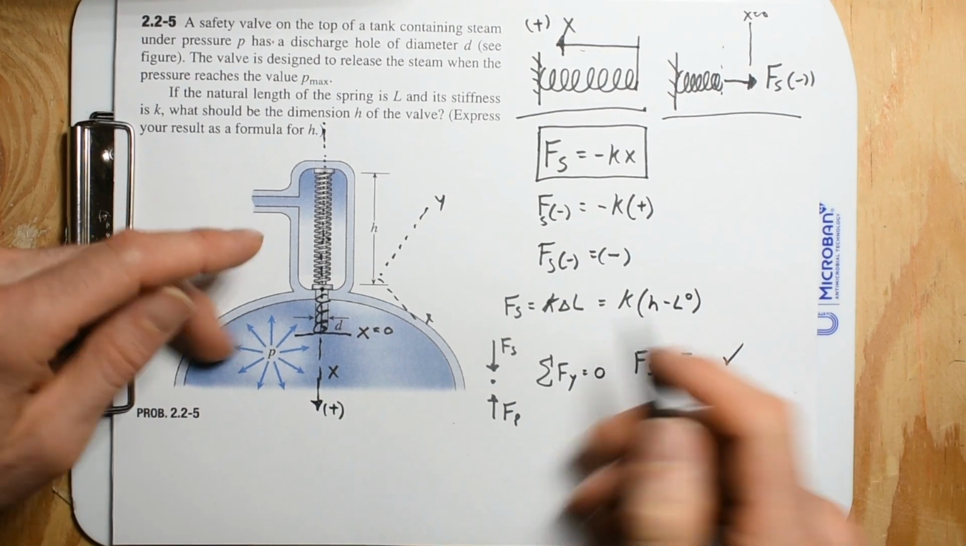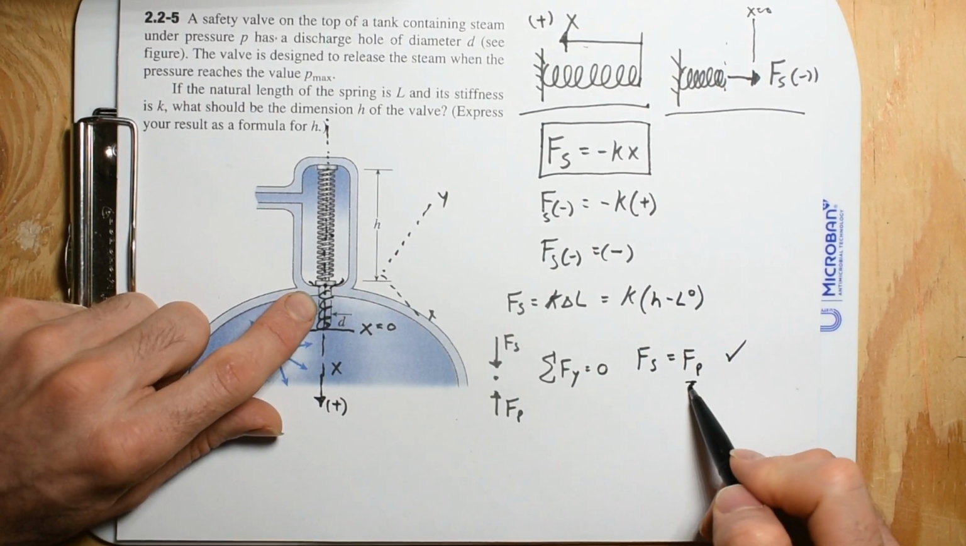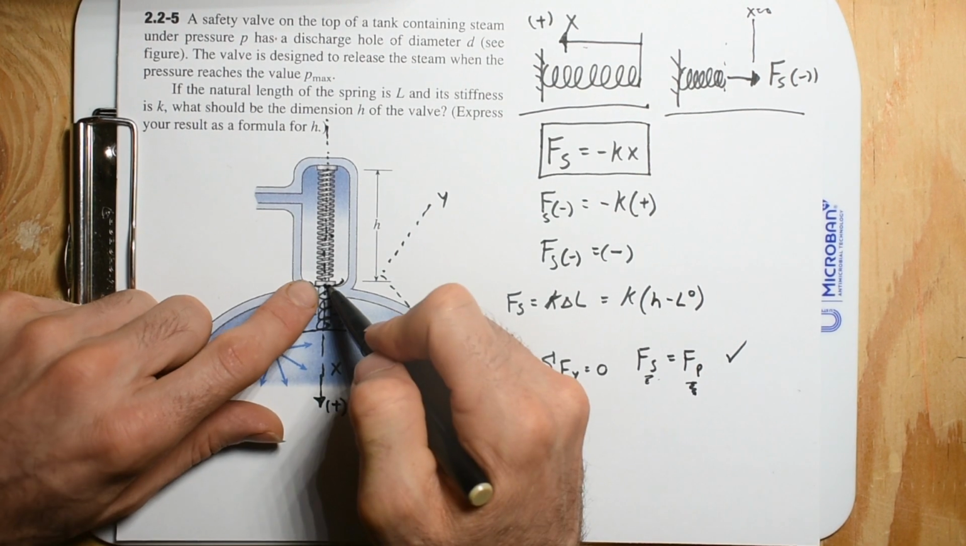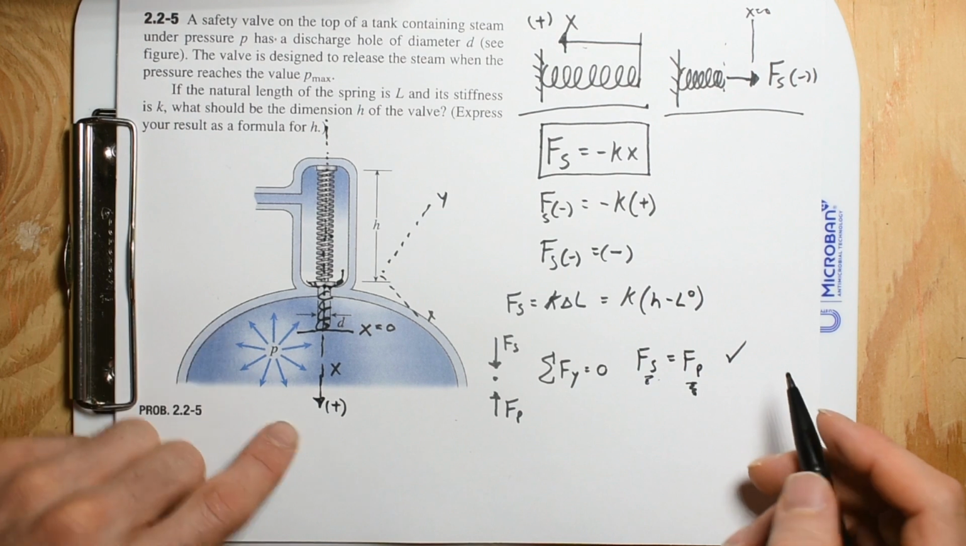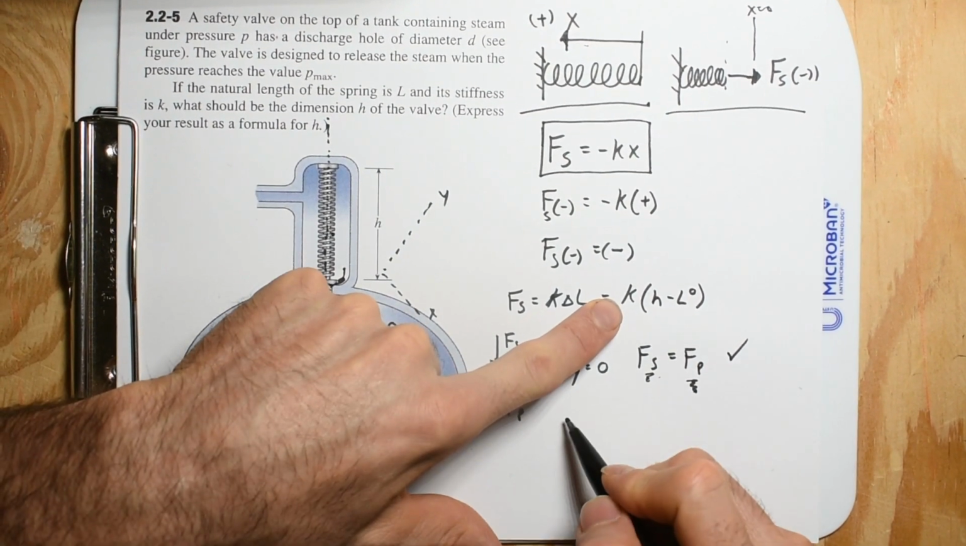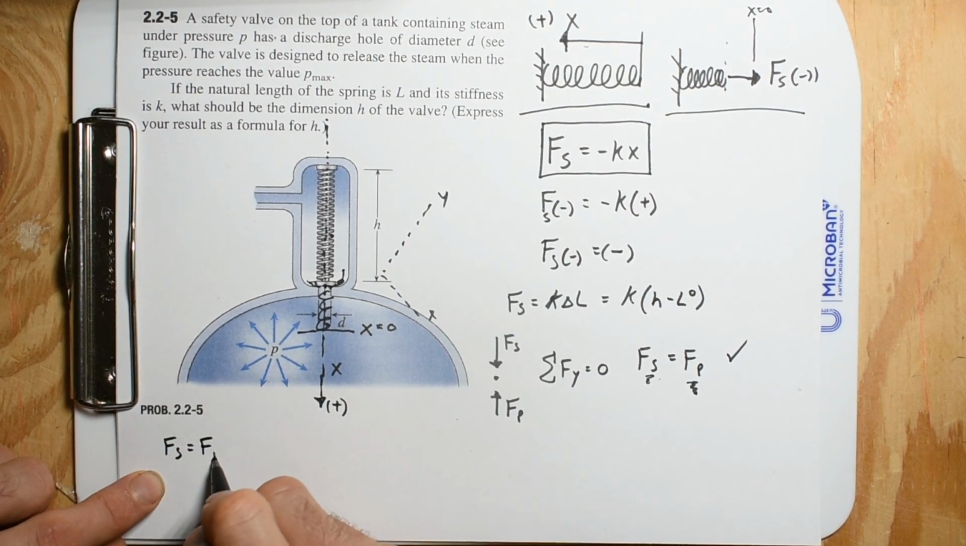Once those two are equal, you're going to start to get molecules. Basically, once this gets just slightly bigger than this spring force, you're going to get molecules to come through here, and pressure is going to be released. So it was really simple for me to do that, but I got the wrong answer, so we're going to go over here. Force of spring is force of pressure.